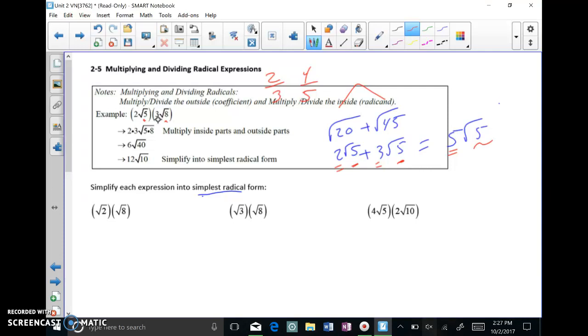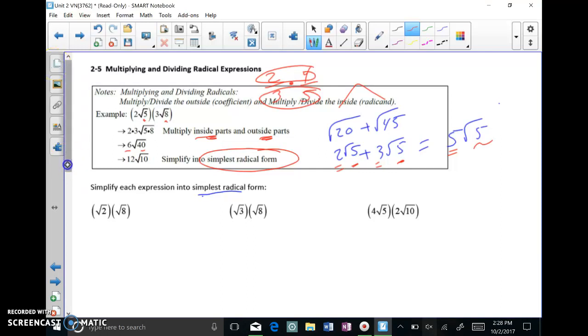To multiply radicals is very similar to multiplying fractions. Like you multiply across the top and you multiply across the bottom, when you multiply radicals, you multiply the inside parts and then you multiply the outside parts. So this was 2 times 3, 6 out front, 5 times 8, 40 inside. Then you simplify into simplest radical form like we've been doing. So it's really just another exercise in simplifying radicals.